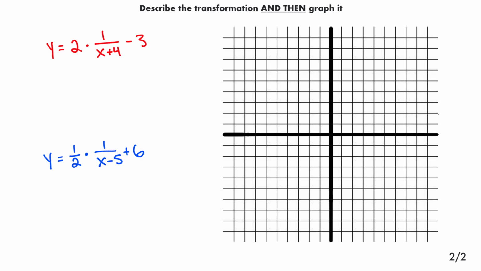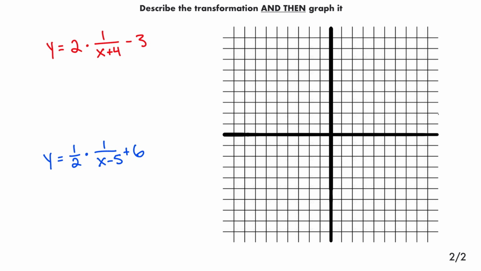The first one is y is equal to 2 times 1 over the quantity of x plus 4, quantity, minus 3. Now notice when I said that verbally, I did say the quantity of, which means technically there are parentheses around the x plus 4, although most mathematicians do not write them. All right, so let's first talk about the description.